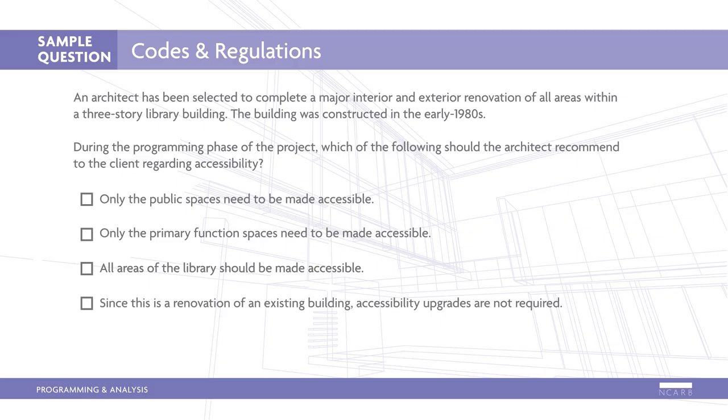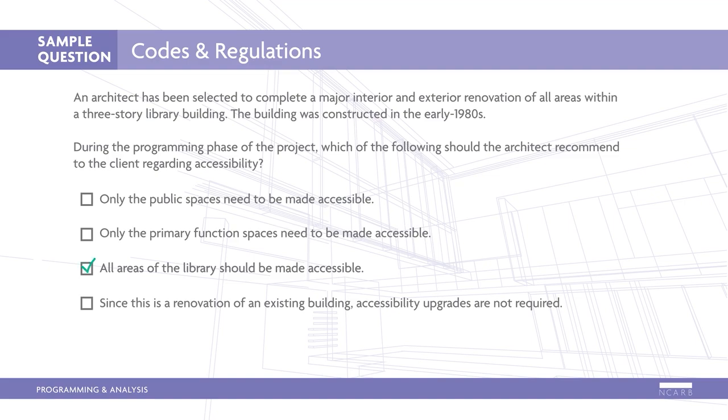An architect has been selected to complete major interior and exterior renovation of all areas within a 3-story library building. The building was constructed in the early 1980s. During the programming phase of the project, which of the following should the architect recommend to the client regarding accessibility? Only the public spaces need to be made accessible. Only the primary function spaces need to be accessible. All areas of the library should be made accessible. Or, since this is a renovation of an existing building, accessibility upgrades are not required.